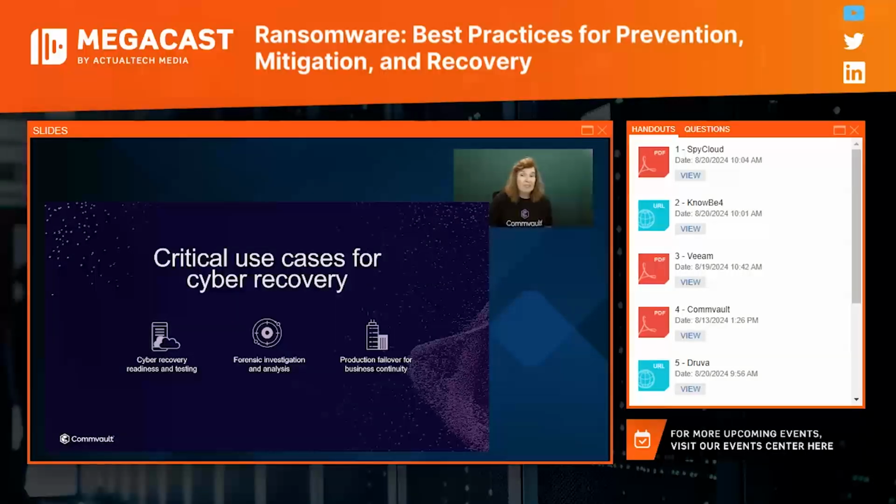But another big reason to use Commvault Cloud Cleanroom Recovery is the ability to fail all or part of your production environment into a cleanroom to ensure business continuity. The ability to move all or a subset of your environment to a new data center on demand gives you another level of resilience.